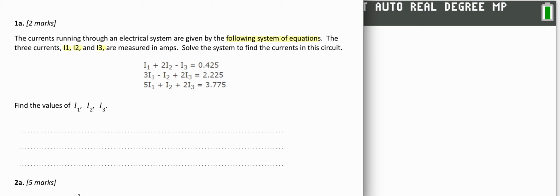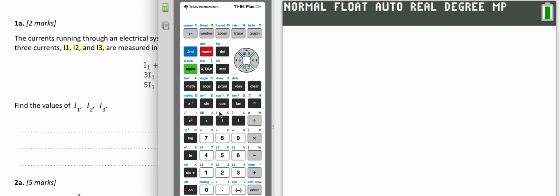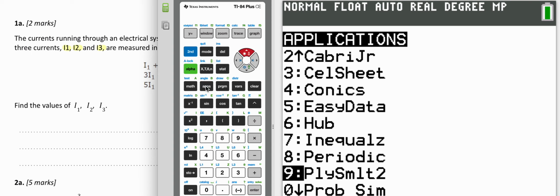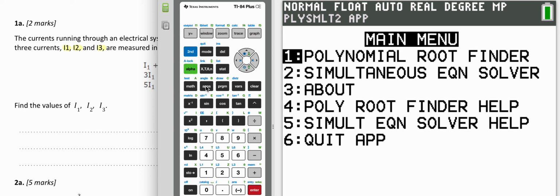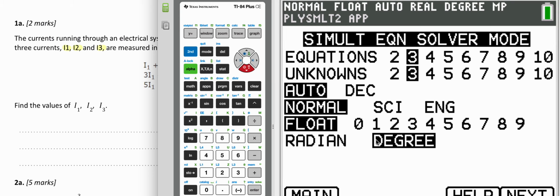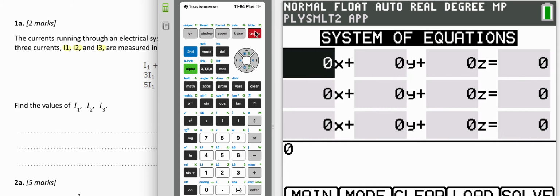So for this, we're just going to go to the GDC. We're going to go on to apps. And we're going to go down to number 9 on mine, which is polysimult 2. And then we're going to go to simultaneous equations solver. We have 3 equations and we have 3 unknowns. So just changing those. The rest should be on auto, normal, float and degree. So we're going to click on next, which is the button under next, which is graph.